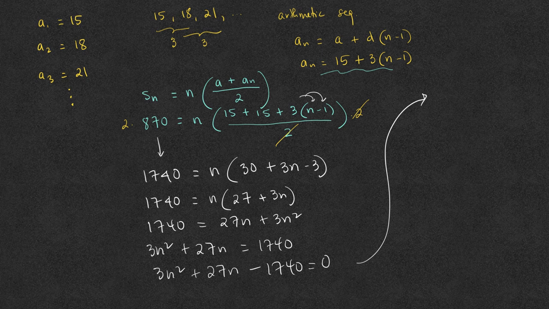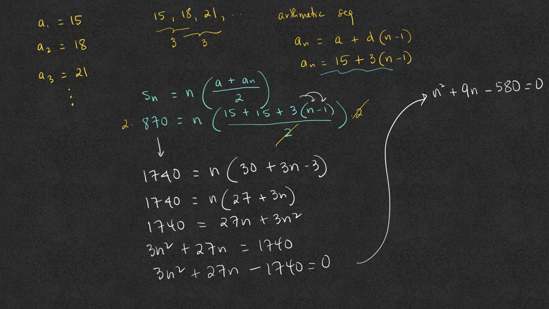Now, it is better to simplify this before we solve this equation. And we see that we can divide both sides of the equation by 3. 3n squared divided by 3 will give us n squared. 27n divided by 3 is 9n. Minus 1740 divided by 3 is 580. 0 divided by 3 is 0.